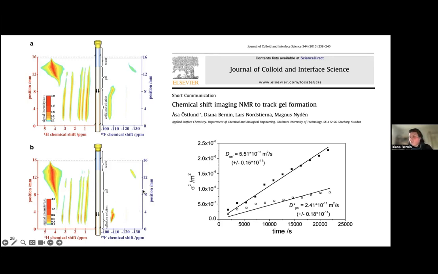And that's another way, not to measure the diffusion, but you can extract from this how fast the front is moving. And we did that here too, both for the fluoride ions and for the water. So if you want to know more, you can have a look at this.